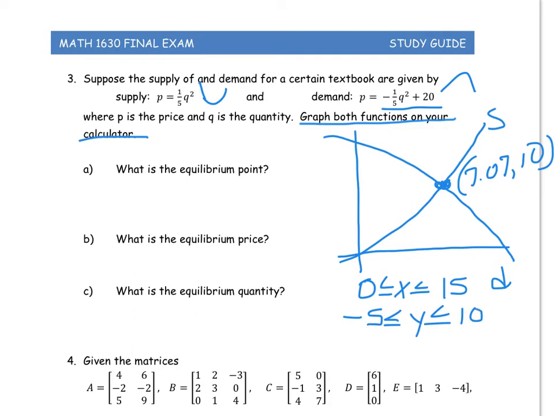Oh, actually not 10, probably better if you do 20, because this one is going to cross the y-axis at 20. But at any rate, there's your equilibrium point, and your equilibrium point in this case is 7.07, 10.